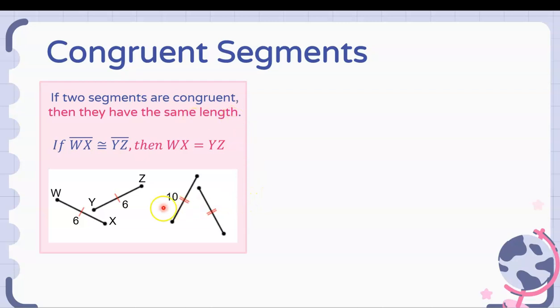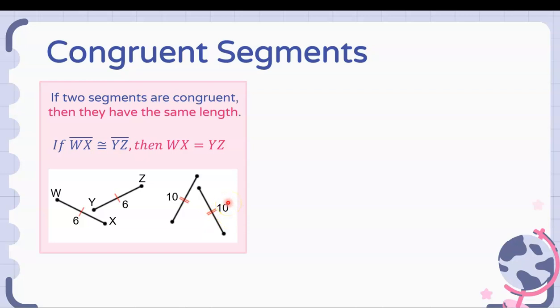So for example, maybe you get a problem where one of them is labeled with the length, the other one has the same number of hash marks, but you're not given the length. That's where you come in with your knowledge of congruence and say, oh, I know the other one must be 10 also. And that might be a really critical clue to solving that problem.